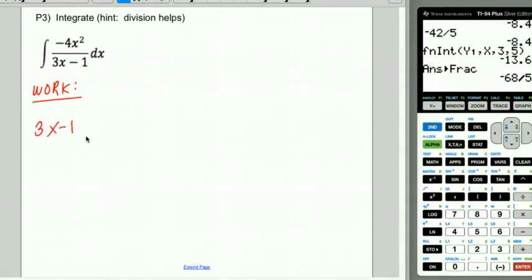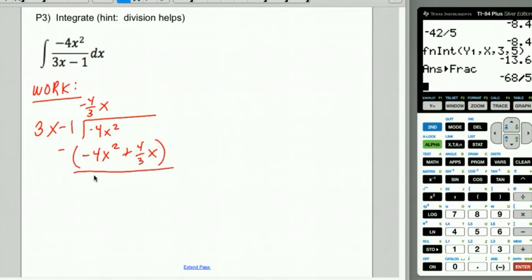3x minus 1 going into a -4x squared. So to make a 3x look like a -4x, I'm going to have to multiply by a -4/3 x, right? And I meant to say squared when I said -4x, so -4x squared. So I'm going to get -4x squared plus 4/3 x, and I'm going to subtract straight down because that's how we do long division. These go away, and I get a -4/3 x.